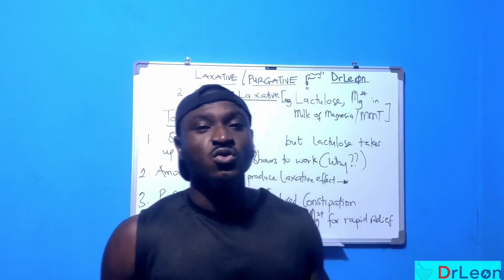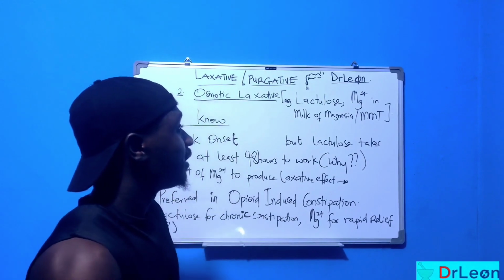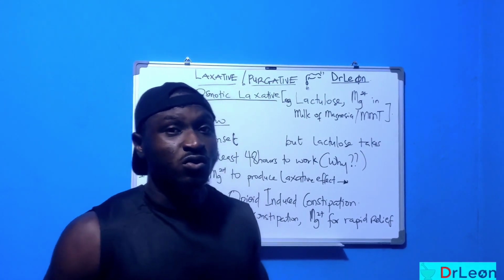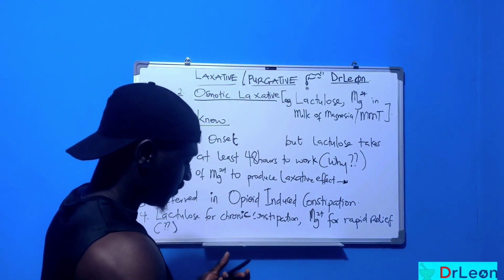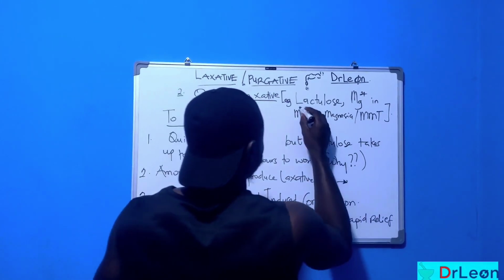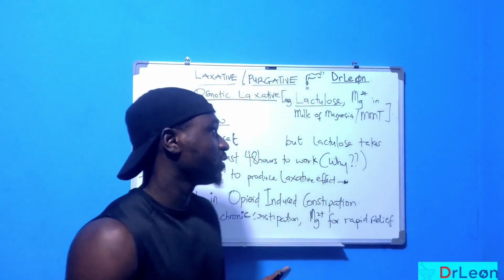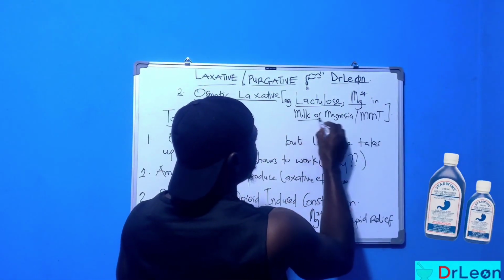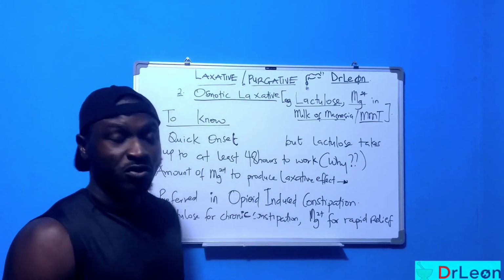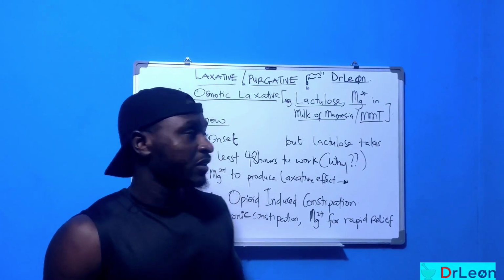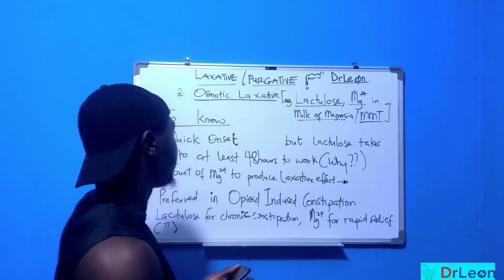The things that you have to know about osmotic laxatives. First of all, we'll consider two major examples of osmotic laxatives. That's lactulose, which, as I said, is a disaccharide made up of fructose and galactose. And the magnesium in milk of magnesia or magnesium trisilicate. These are common products containing magnesium, and this contains the poorly absorbable magnesium ion.